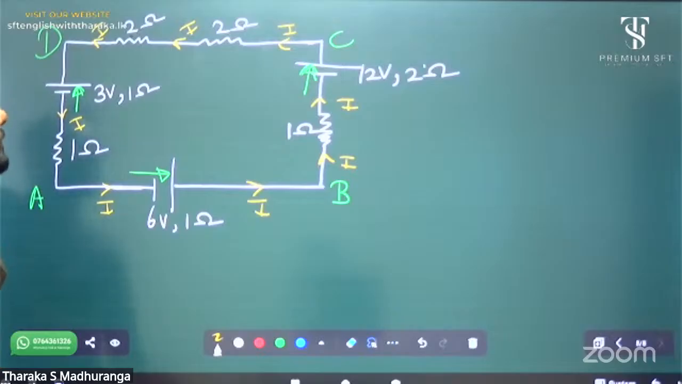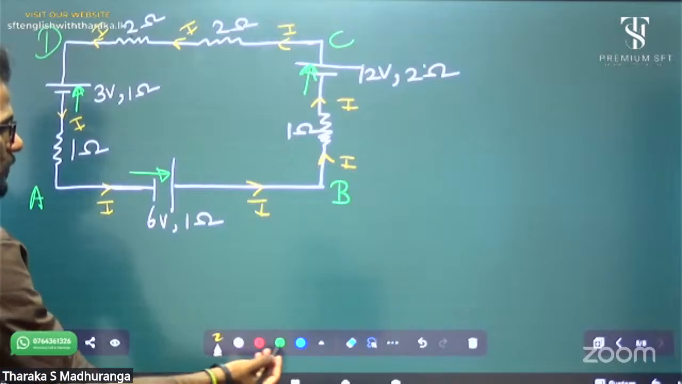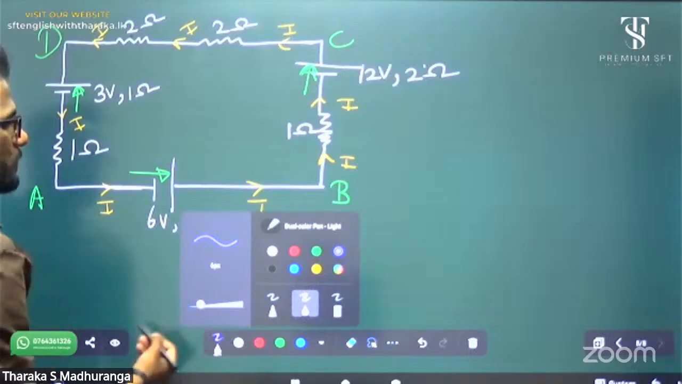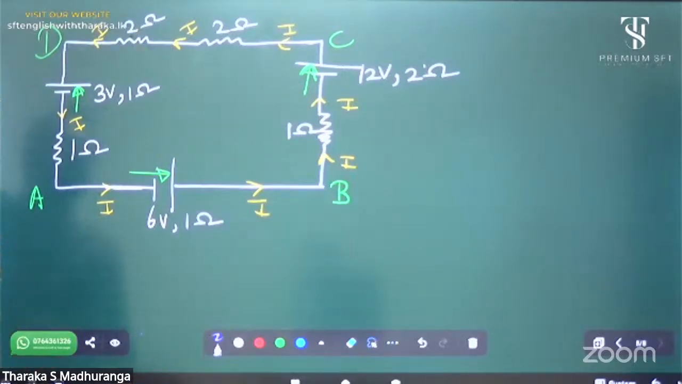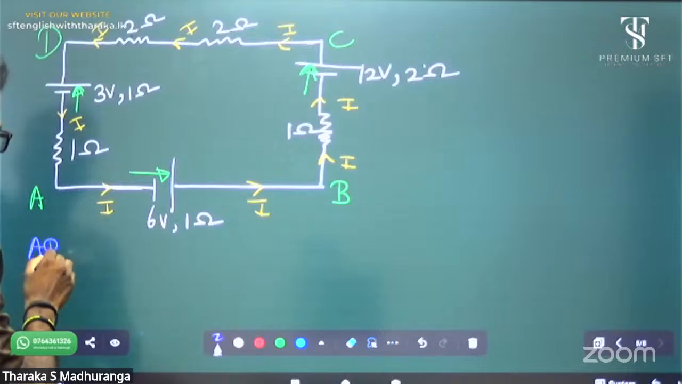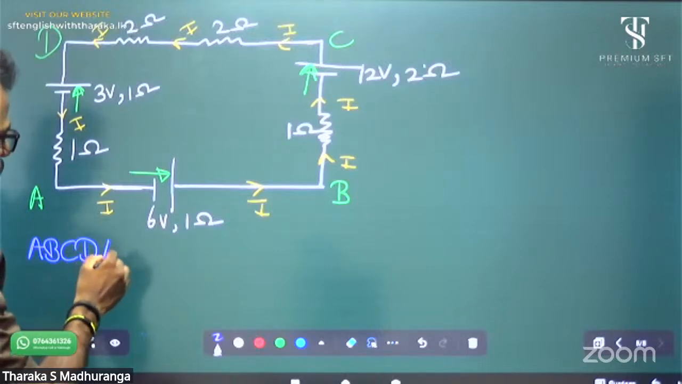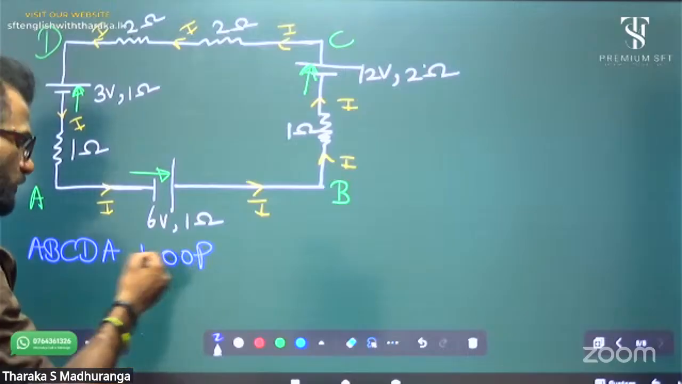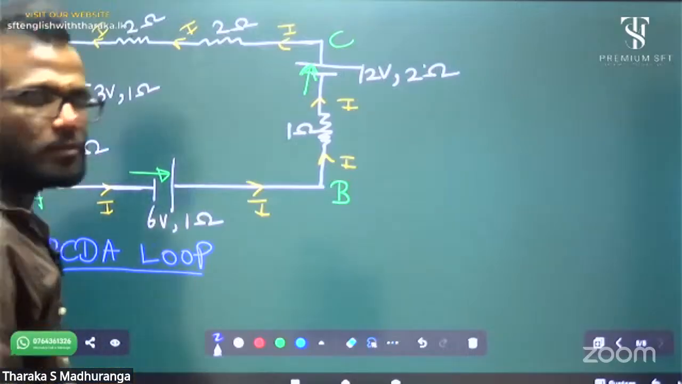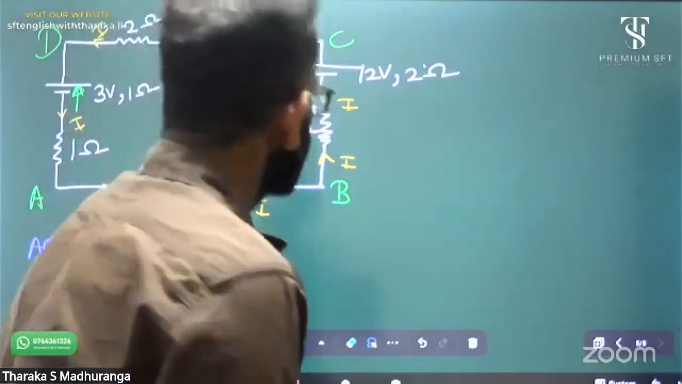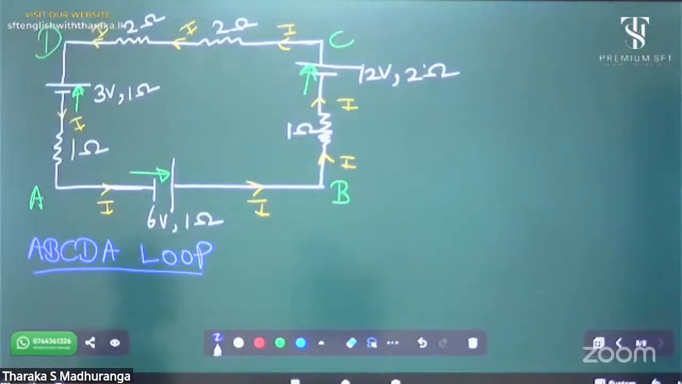Okay, that's all. Now what's the loop? Better to use the A B C D A loop. Okay, you can use any loop. Can you send me what is the value of I? I can give you 2 minutes. What's the value of I?